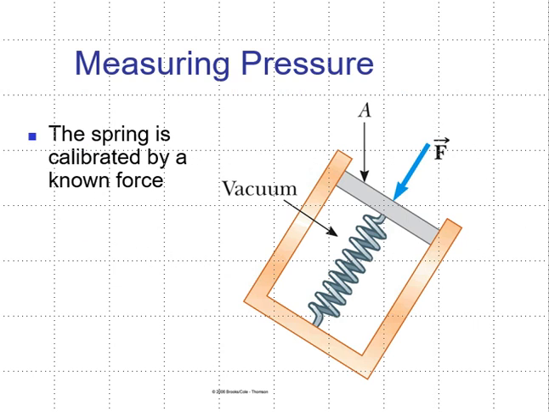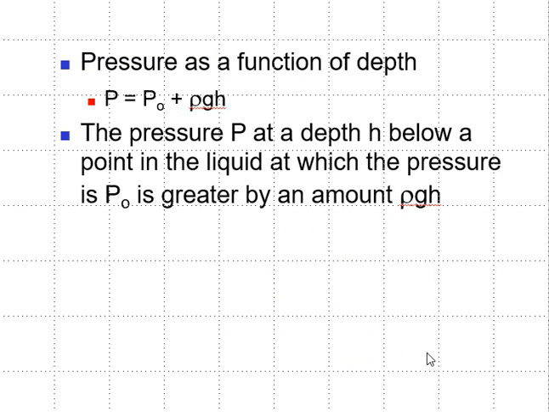You can measure pressure with a contraption like this. If you have a vacuum container with a spring and a force applied to this plunger, we know from Hooke's law that the spring will stretch proportional to the force. F is equal to kx. And if we know the area, we can just divide the force by the area to get the pressure. So this is a very simple pressure gauge, and you could calibrate this.